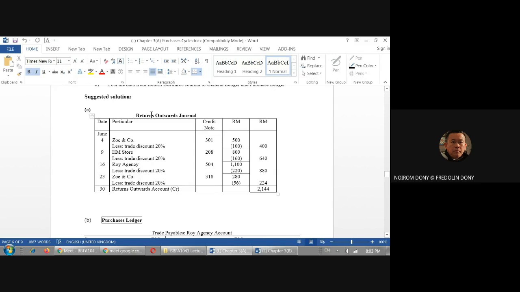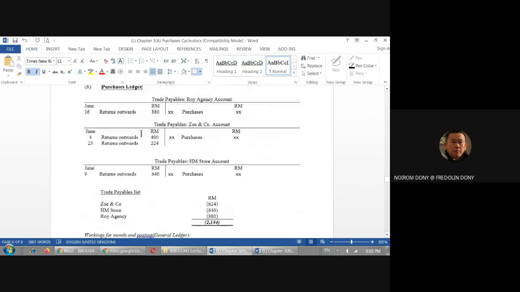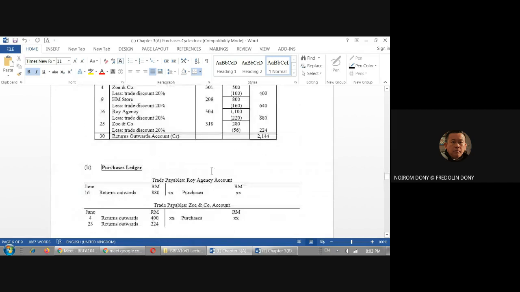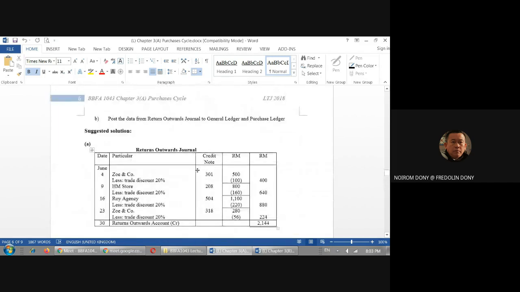About return outward, you must understand the effect, because we are going to do a single entry. Single entry means we are not observing double entry for the first step. So there are 2 steps, isn't it? The first step will be in the purchases ledger, single entry. And then the second step will be in the general ledger, double entry. So this is our guidance, our reference.